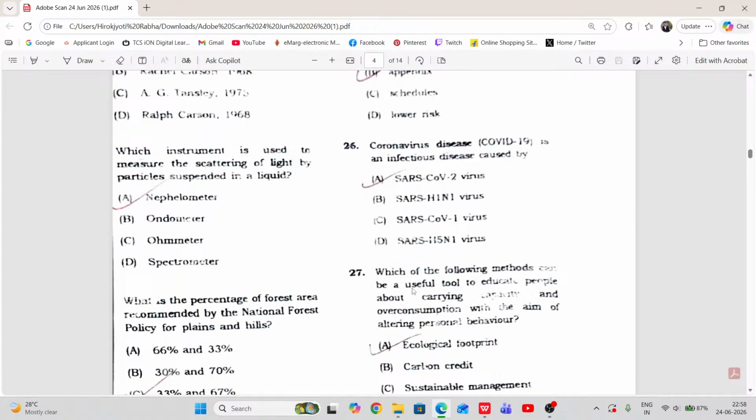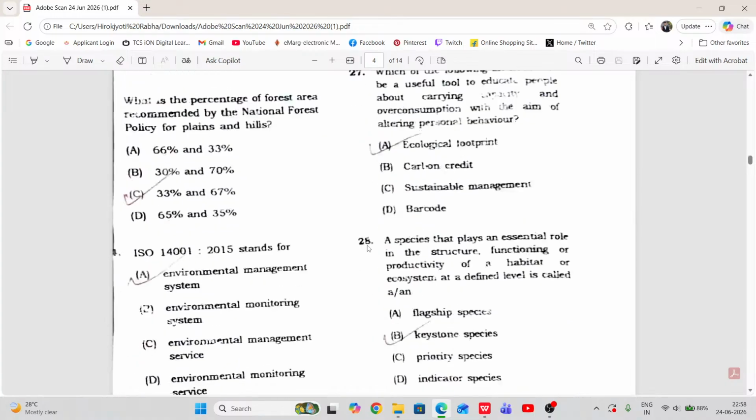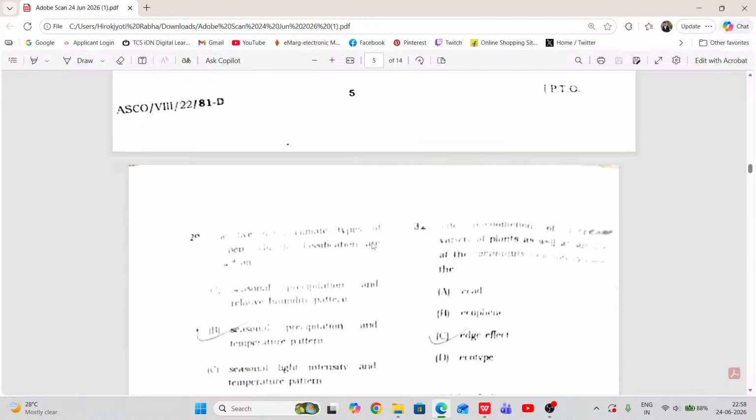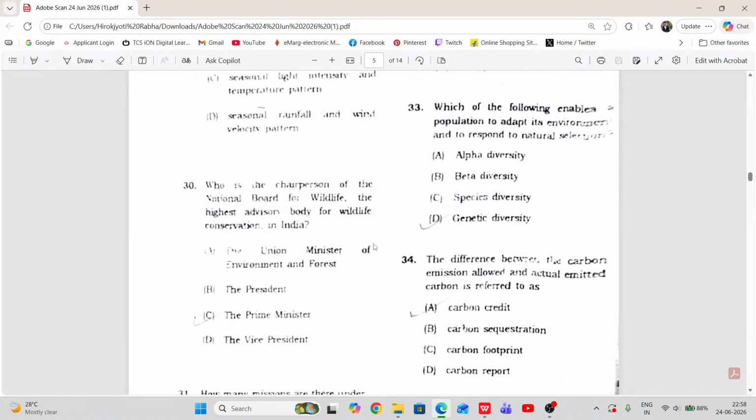A species that plays an essential role in the structure, functioning, and productivity of a habitat or ecosystem at a defined level is called a keystone species. The five main climate types in the Köppen climate classification are based on seasonal precipitation and temperature patterns. Who is the chairperson of the National Board for Wildlife, the highest advisory body for wildlife conservation in India? The Prime Minister.